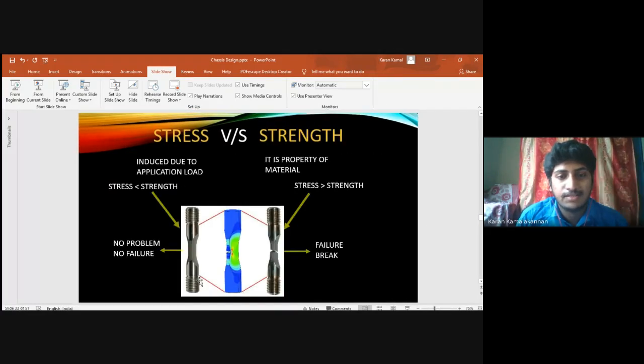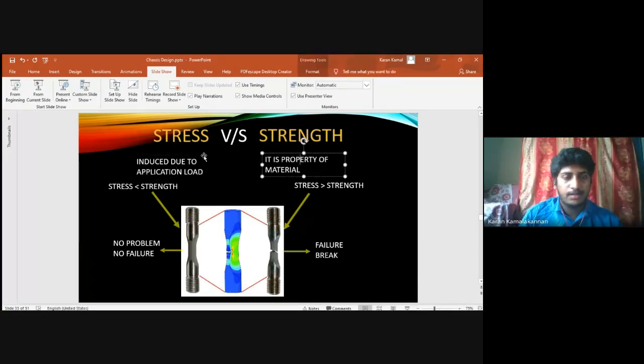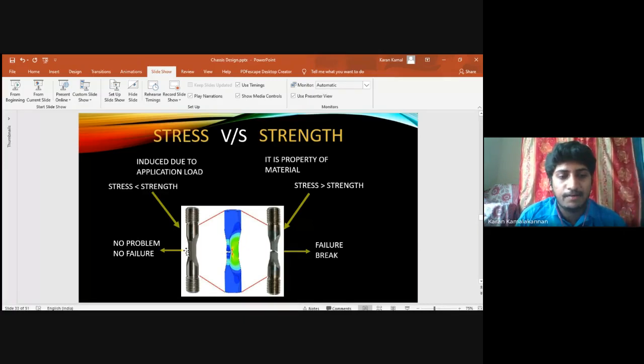Okay, in stress versus strength, this is the basic small difference. What is stress and what is strength? Stress is induced due to the load applied, and strength is nothing but the property of the material. If stress is less than strength, the material will not fail, and if stress is greater than strength, the material will fail. This is a simple difference between stress and strength.